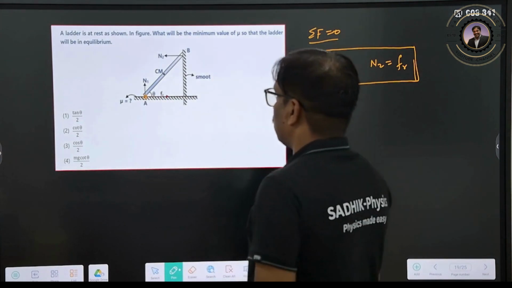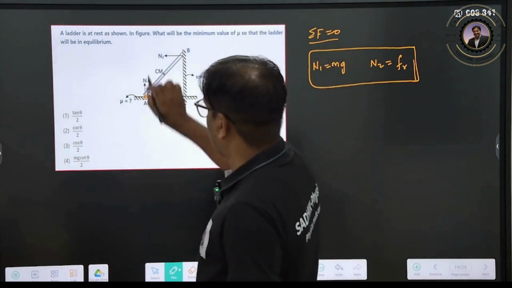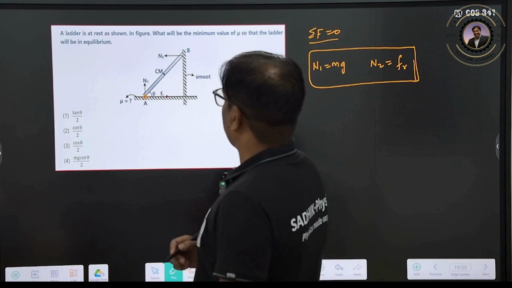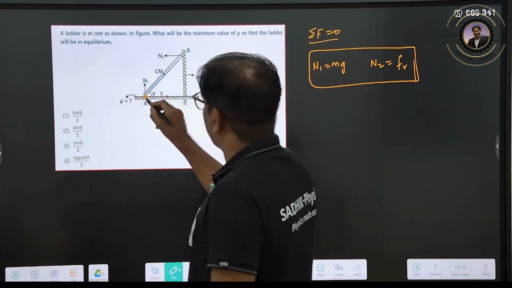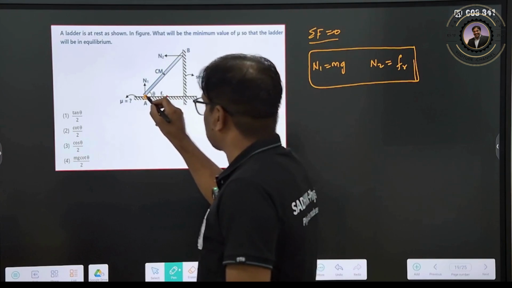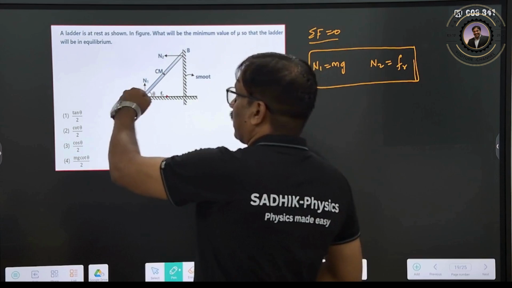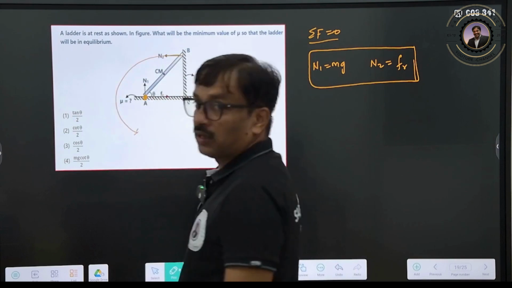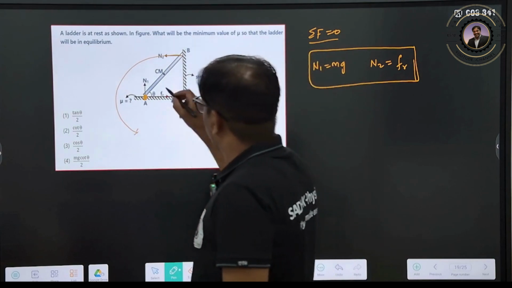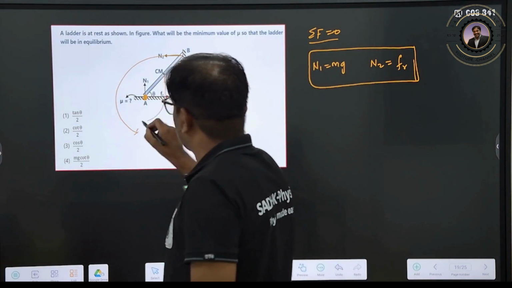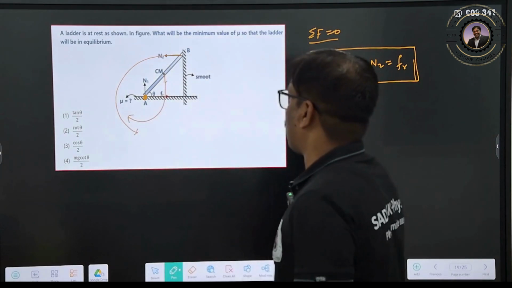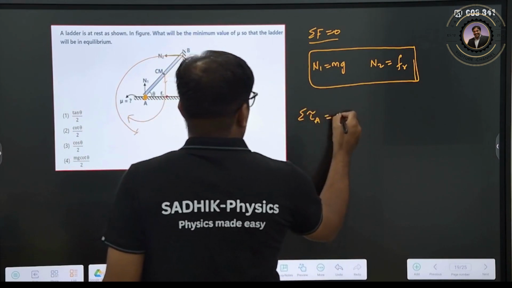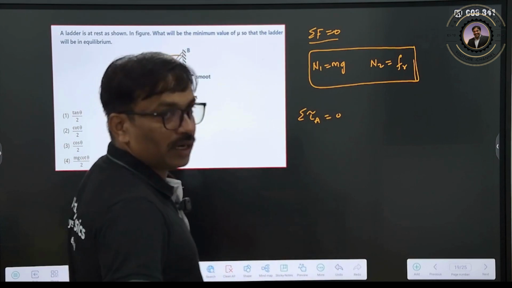What is the torque at this point? n1 is acting at this point, so n1 will not create any torque. The frictional force also will not create any torque, because it is also acting at this point. Which one will create torque? n2 will create the torque, and also mg will create torque here, clear. So we calculate the torques at point A. Total torque at A should be equal to 0, because there should not be any external torque.